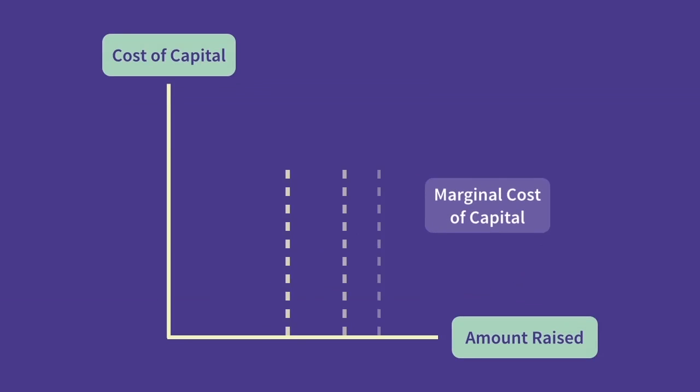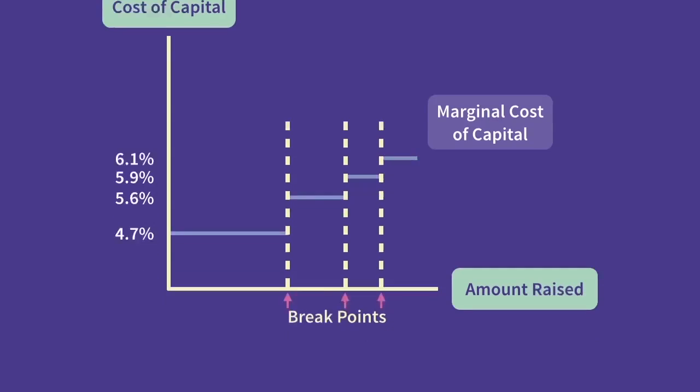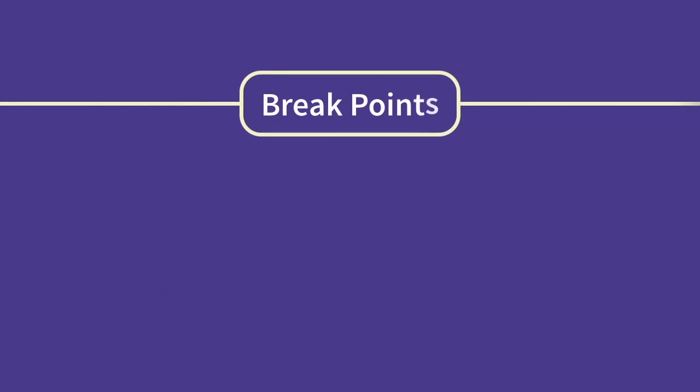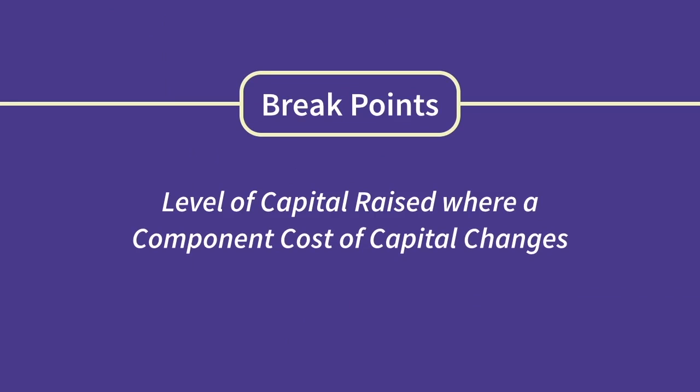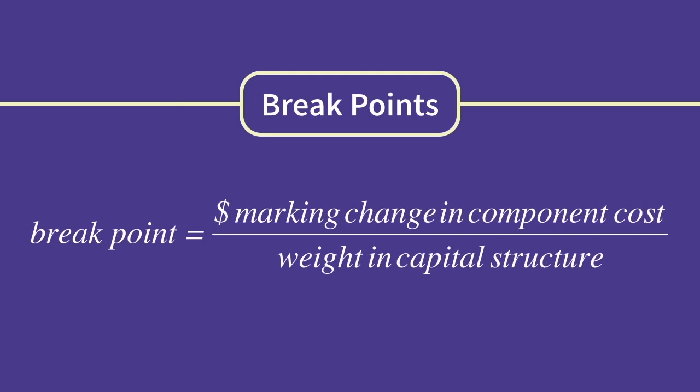In fact, it would look a little bit more like this, with more discrete changes in the rate as the amount of capital rises. These points where the cost of capital changes are called breakpoints. A breakpoint marks a level of capital raised where a component cost of capital has changed. If anything occurs to affect the WACC, then that would mark a breakpoint. This simple formula can be used to find these breakpoints.